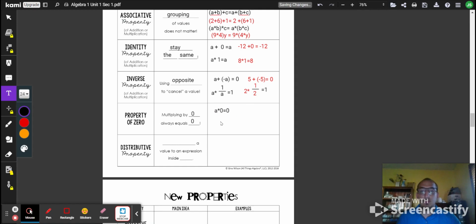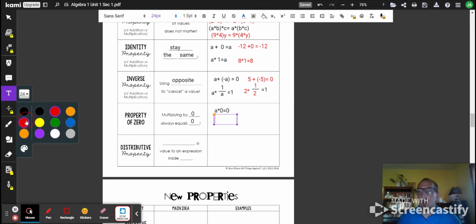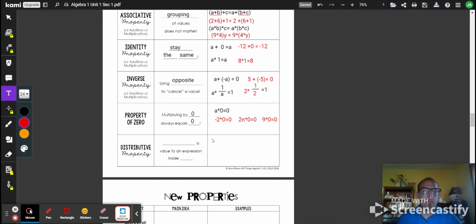Or let me throw a few examples at you. Again, the examples will be in red. Let's do negative 2 times 0 equals 0. That's one example. Or we can do even a variable. We can do n times 0. Let's do 2n, because 2n is fancy. 2n times 0 equals 0, right? And then a simpler one, 9 times 0 equals 0. Anything times 0 equals 0, right?